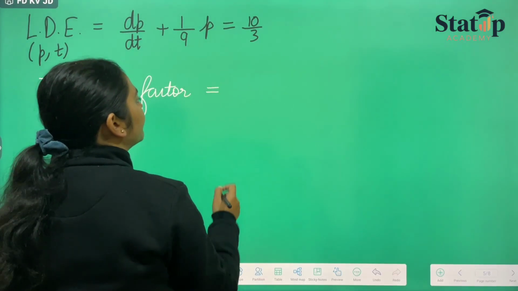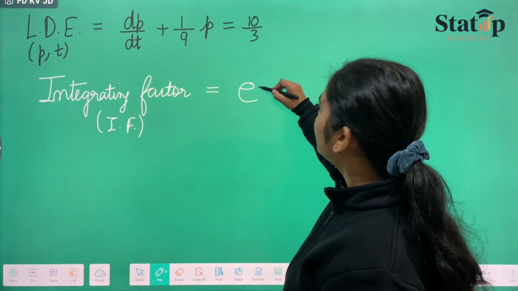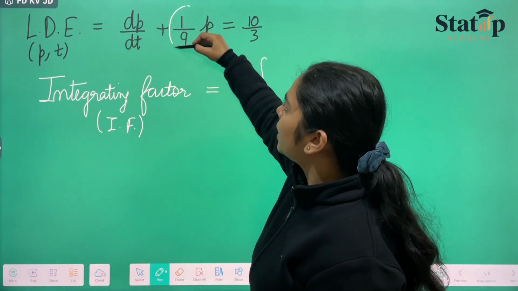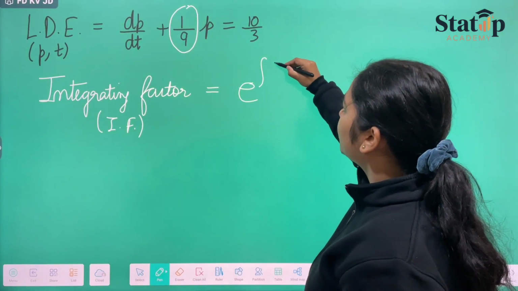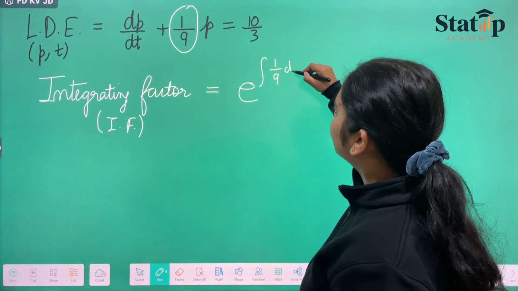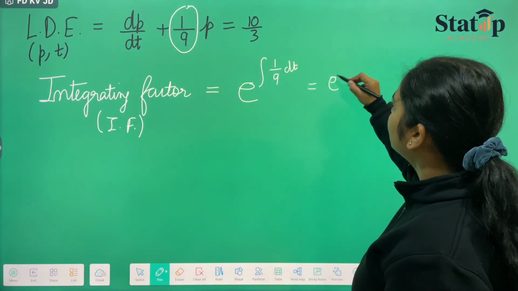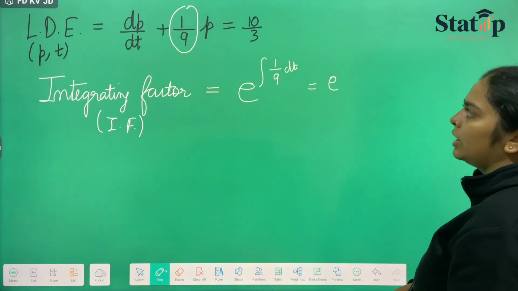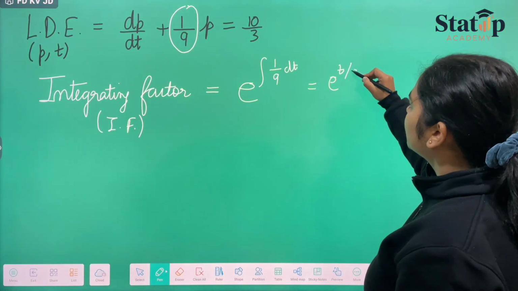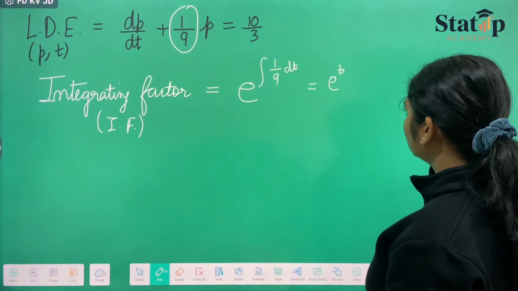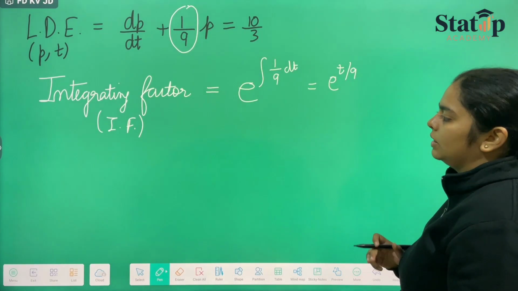Integrating factor can be found as e raised to the power integration of this part, the one which is with p, 1 upon 9 dt. So this can be written as e raised to the power integration of 1 upon 9 dt would be t only. So it will be t upon 9. So this is our integrating factor.